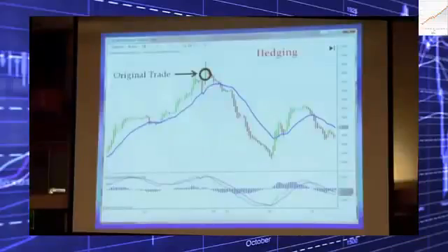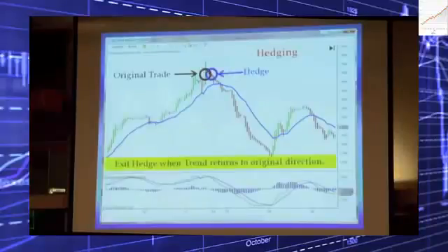All right. This is my original trade. Obviously, I got in at the wrong time, at the top of the move. The market turns. What do I do? And we're looking at, you see this? This is a 60-minute chart. So this is my trend chart.